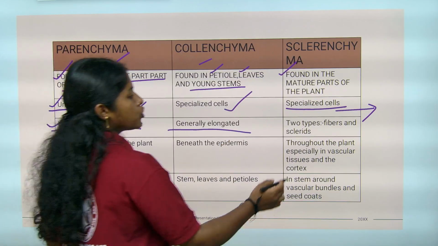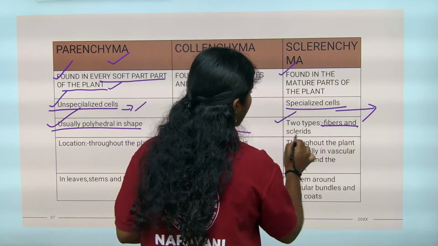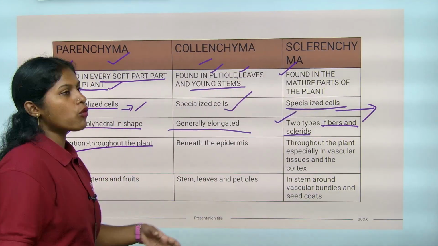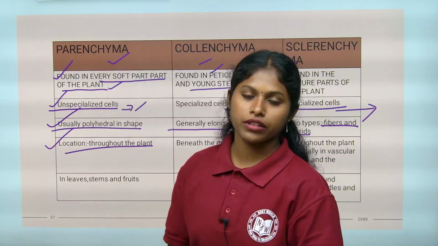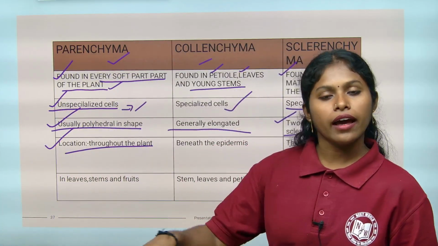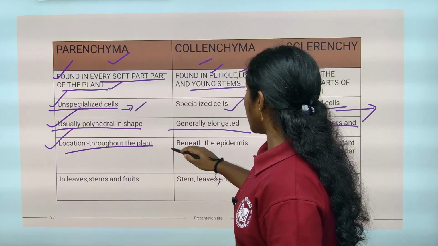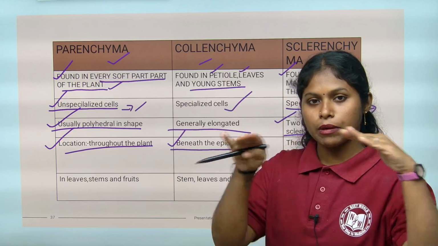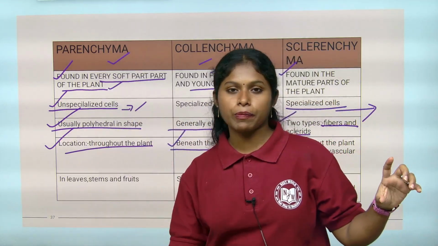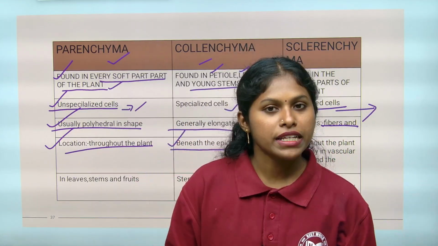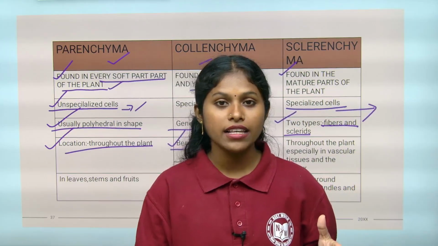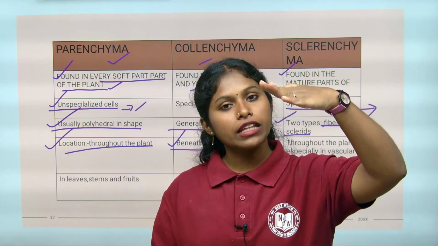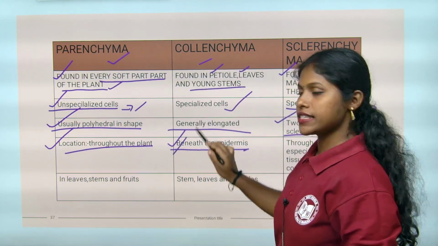right? And these are two types. What are they, children? Fibers and sclerids. So what is the location throughout the plant? Parenchyma is abundant in the plant, which means they are present in all of the parts of the plant, right? Collenchyma is mainly present beneath the epidermis. The epidermis is the protective layer of the plant, children. Epidermis and cork we are considering as another group, right? They are protective layers. So after the epidermis, this Collenchyma is present, right?